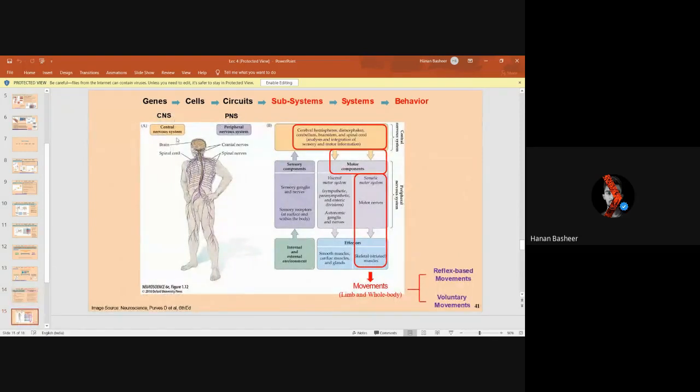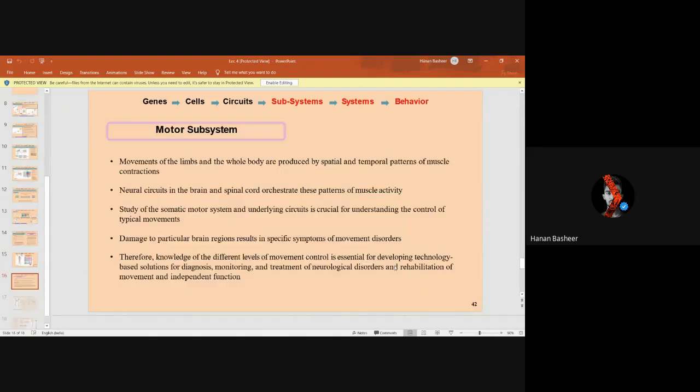This is the CNS and this is the PNS. As I discussed, the central nervous system consists of the brain and spinal cord, and the nerves which come out, the cranial nerves and the spinal nerves, make up the peripheral nervous system. The motor nerves and the skeletal muscle altogether account for actions like movement of the limbs and of the whole body. The movements of the limbs and whole body are produced by spatial and temporal patterns of muscle contraction. And these neural circuits in the brain and spinal cord orchestrate this pattern of muscle activity.